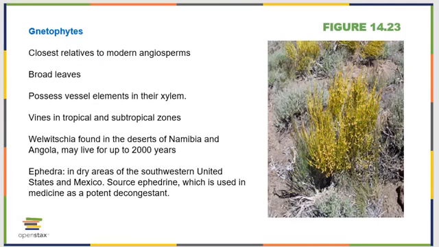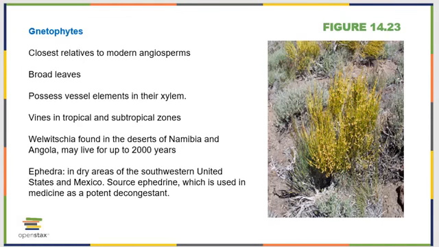The final group of gymnosperms are the gnetophytes. These are the closest living relative to modern angiosperms or flowering plants. They've got really broad leaves and really developed vessel elements in their xylem, so they're very strong plants. They do a great job growing as vines in tropical and subtropical zones. You can find them in a few different deserts though, and they're very hardy. They can live up to 2,000 years.